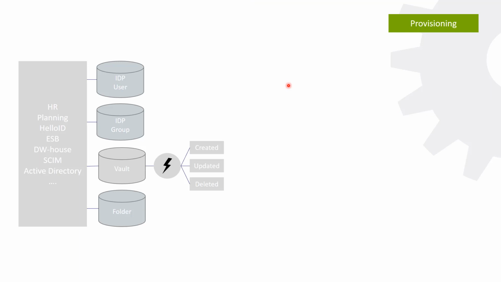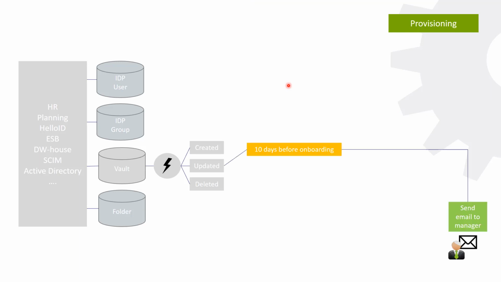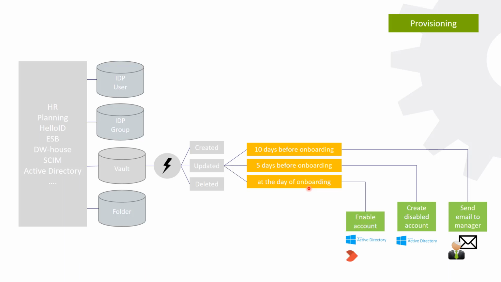The retry, and I showed this diagram before. This is the provisioning mechanism when a change occurs in HR. It is detected in the vault, and it will generate an event: created, updated or deleted. Then you have the fine-grained event that was covered in the last webinar and in videos, so you can create a specific, detailed event. Instead of firing off all tasks, it will be based on the criteria in the vault. So you can say, 10 days before onboarding I'd like to send an email to the manager, et cetera.